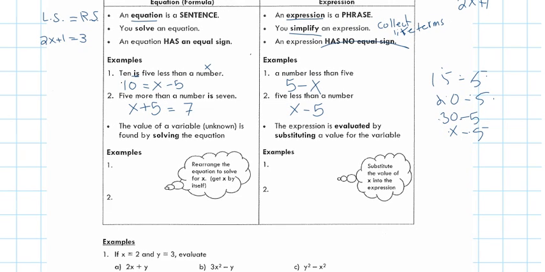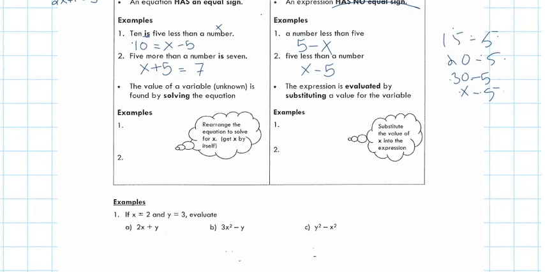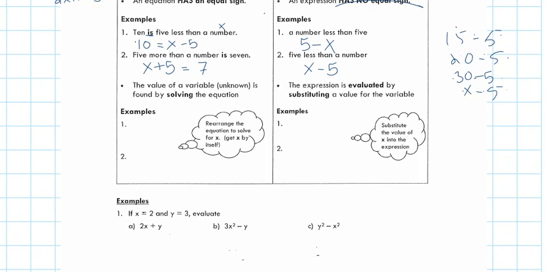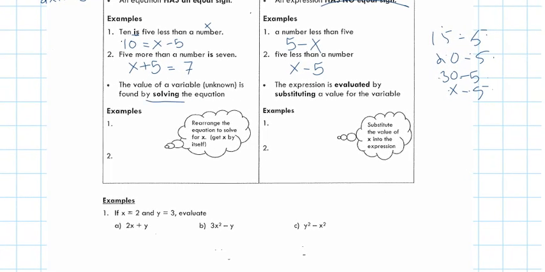Now let's see what's the difference. What can I do with this versus what can I do with this? So with this one, I can actually solve for the unknown. Okay? I can actually isolate that variable by doing what we call opposite operation.